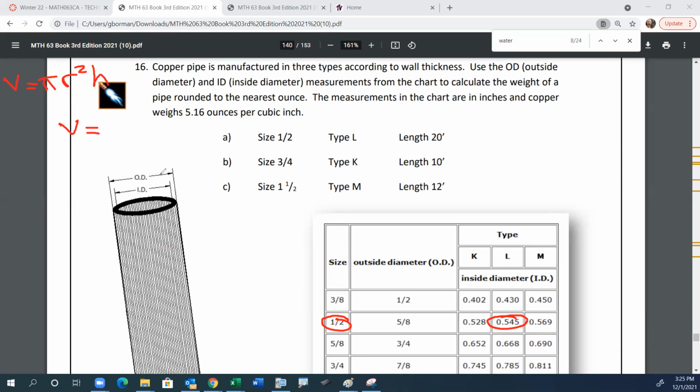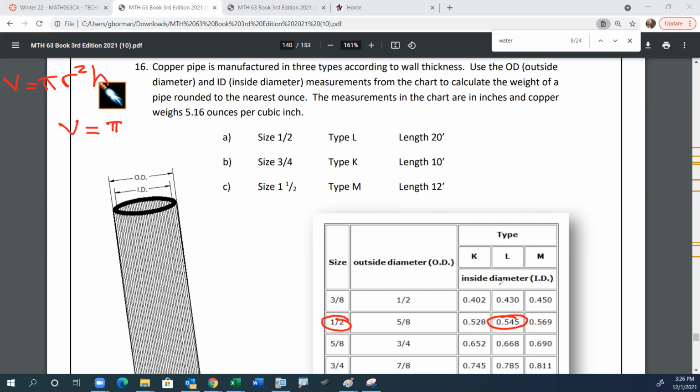Okay, so to get the volume, we have to do the volume for the outside diameter as if there were no hole. Okay. And then subtract from that the volume of a cylinder associated with the inside diameter. In other words, subtract away the volume of the cylindrical hole. So let's do it.